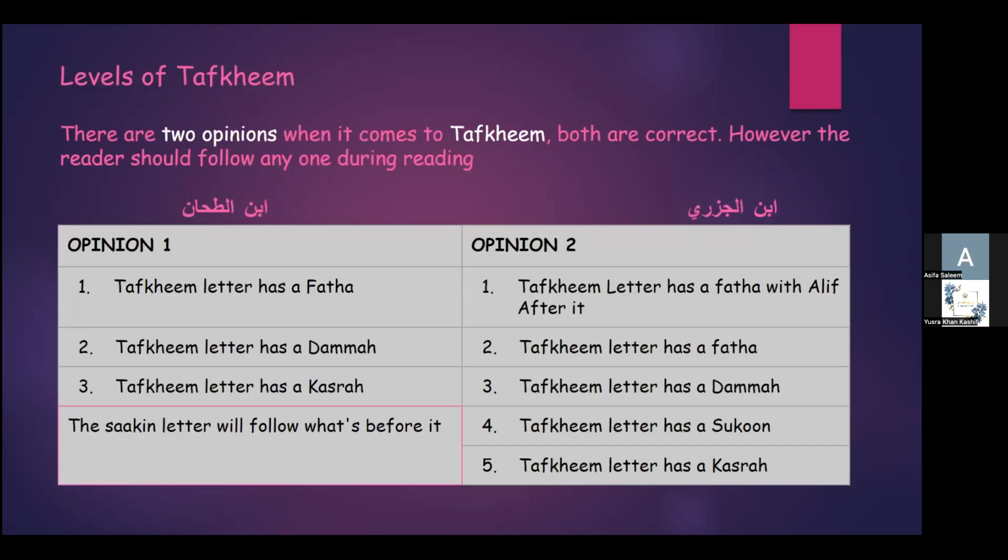We learned the 2 different opinions regarding the degree of heaviness, the tafkheem. We learned about Ibn al-Jazari and the opinion of Ibn al-Tahan. Ibn al-Jazari has given the 5 levels of heaviness, whilst Ibn Tahan gives the 4 levels. And for the second letters, his opinion is that we need to look at the letter before it and take the same level. If the letter before it has a fatha, this second letter will become the first level of heaviness, and likewise level 2 with the dhamma and level 3 with the kasra.